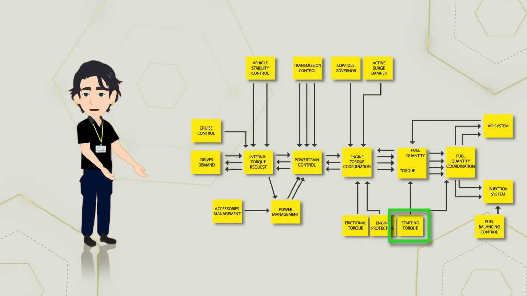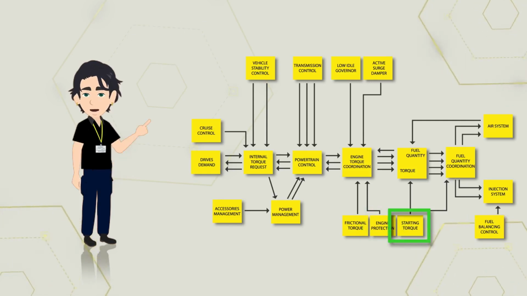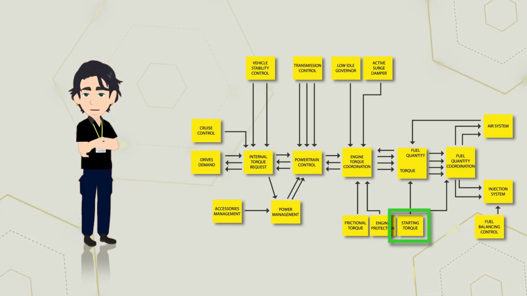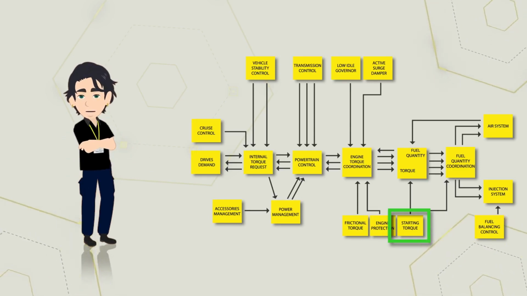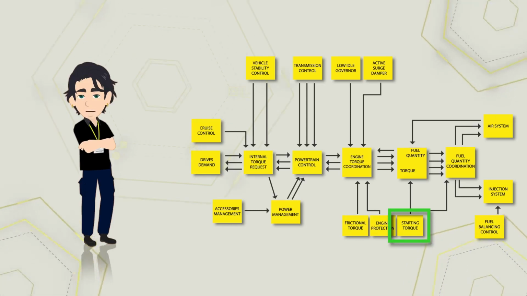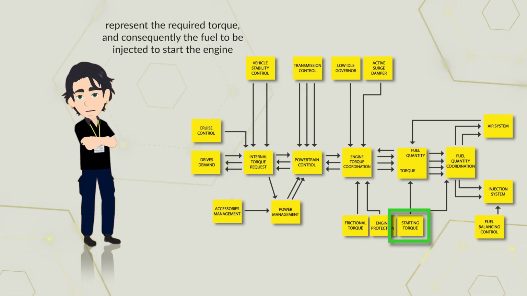The torque-to-fuel conversion block also has a connection with the engine ignition block. Torque required during starting, which includes one or more maps expressed in Newton meters, which represent the required torque and, consequently, the fuel to be injected to start the engine.